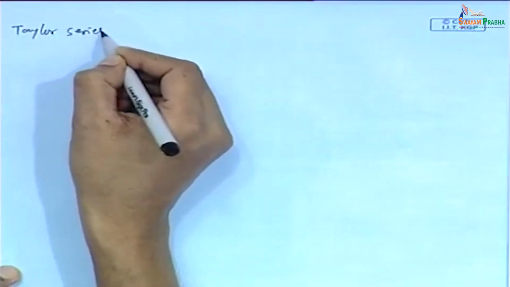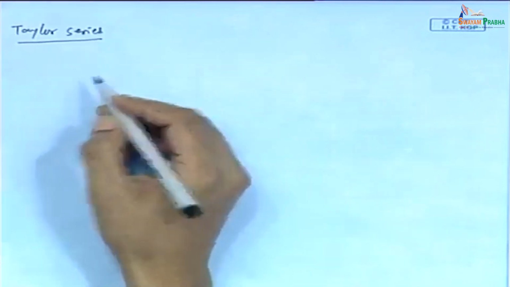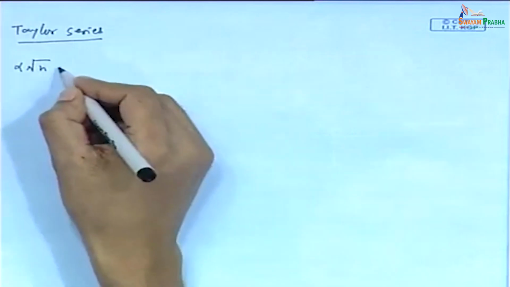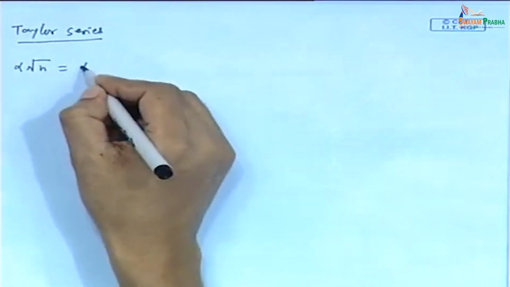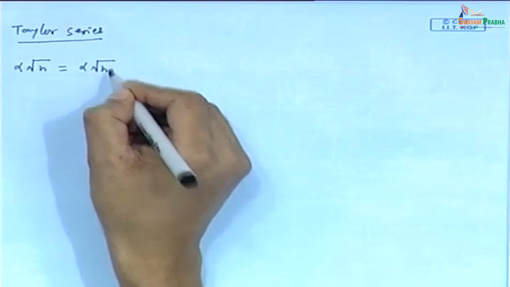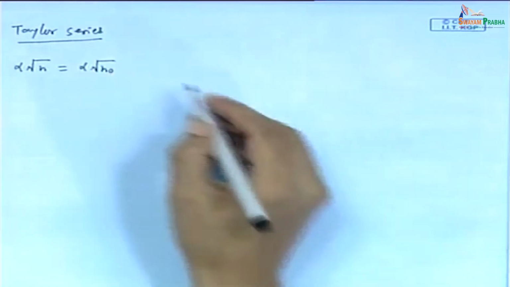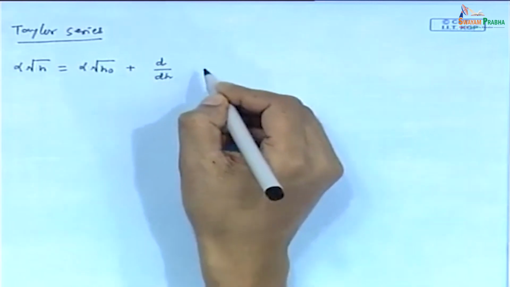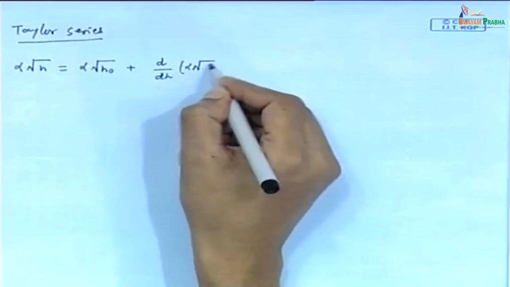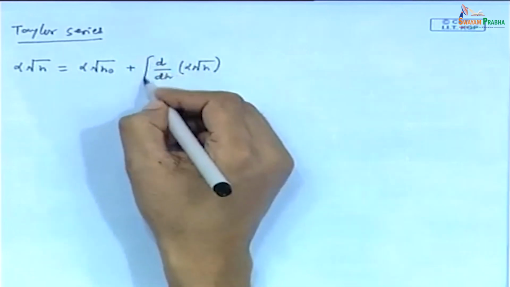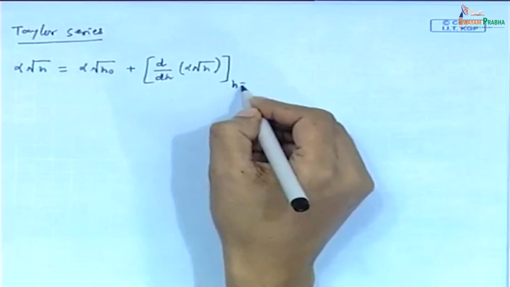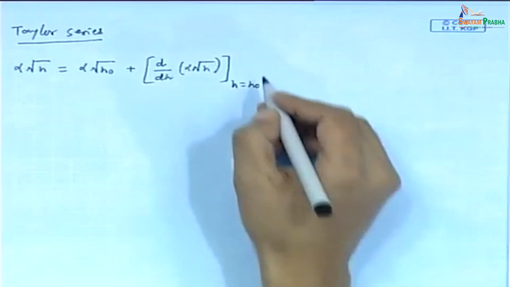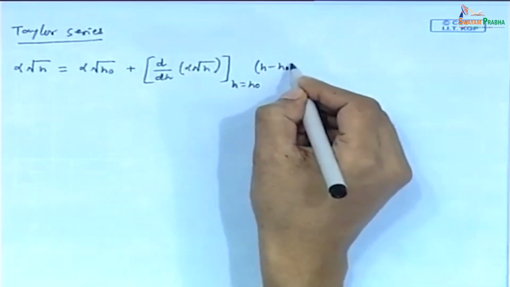So, according to Taylor series, alpha root h is equal to alpha root h naught plus the differentiation of alpha root h at point h naught, where h naught is the reference height, multiplied by h minus h naught.